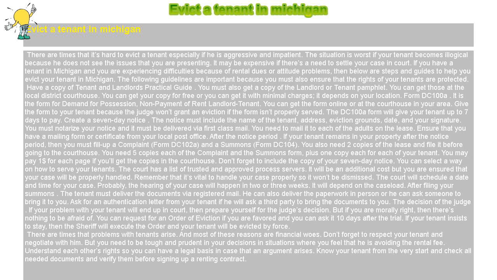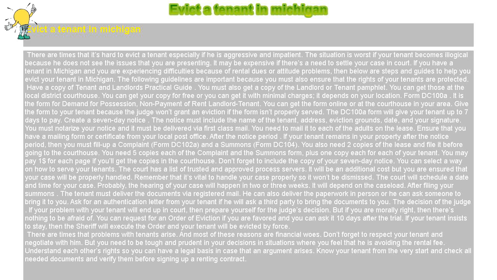Create a 7-day notice. The notice must include the name of the tenant, address, eviction grounds, date, and your signature. You must notarize your notice and it must be delivered via first-class mail. You need to mail it to each of the adults on the lease. Ensure that you have a mailing form or certificate from your local post office.